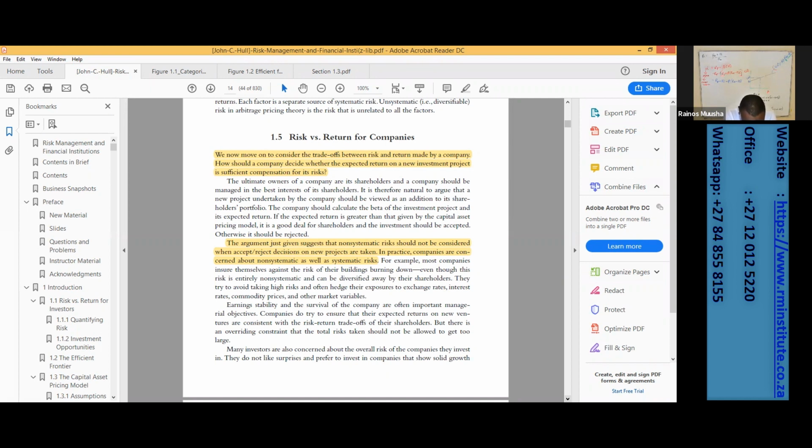So in practice, companies are concerned about the non-systematic as well as systematic risk. Remember we said that if you assume that you are living in a world where your securities are fully diversified, that's when you can use the beta or take into account the systematic risk. But we know that in practice, companies also need to take into account all the different sources of risk. Hence, when you look at the risk-return relationship for companies, they try as much as possible to take into account both systematic and non-systematic risk.